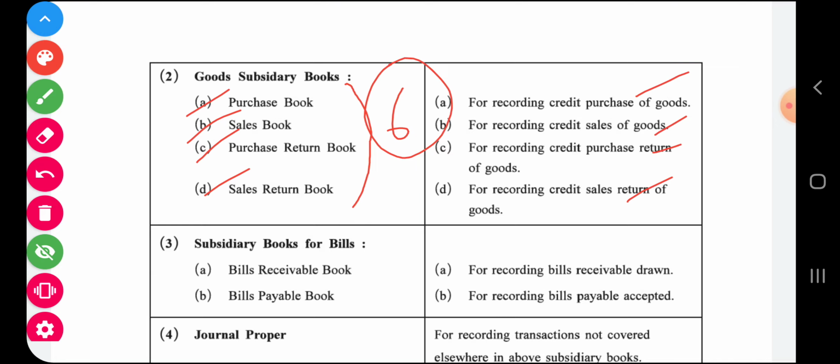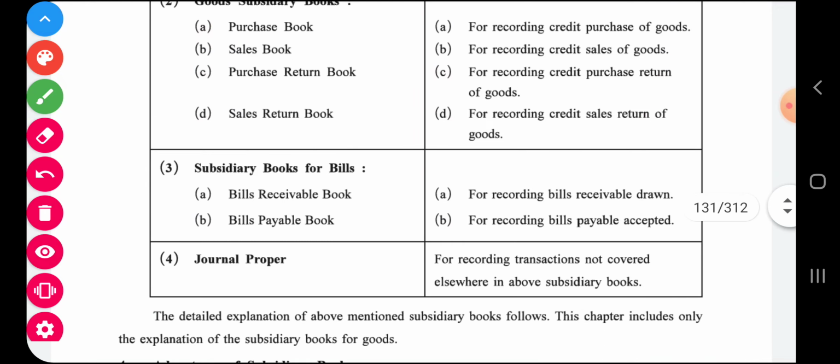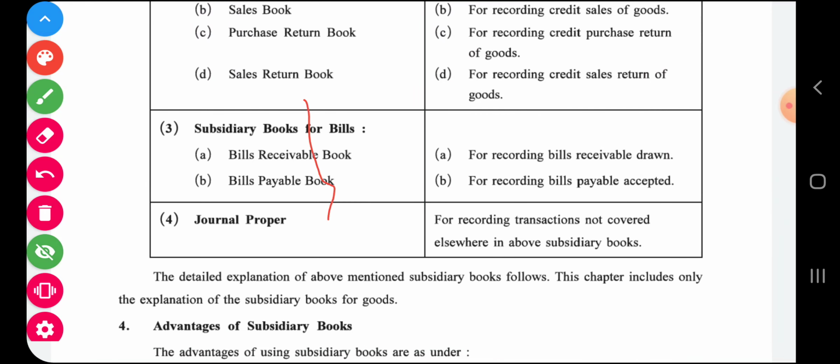Then, subsidiary books for bills transactions: there is a bills receivable book and bills payable book. There is no discussion on that right now, because we are going to learn it in the second part of accountancy. So I am skipping that part for now. And the last one is journal proper. You can refer to the index. There is a chapter number 8 named journal proper. So journal proper also we will discuss separately.